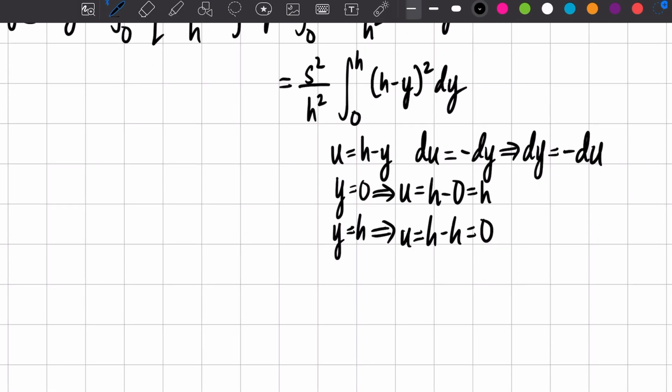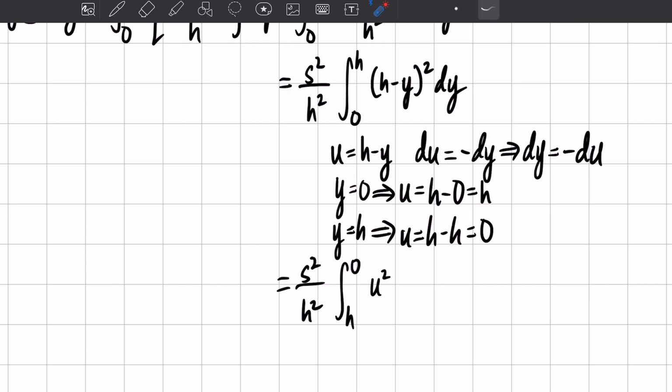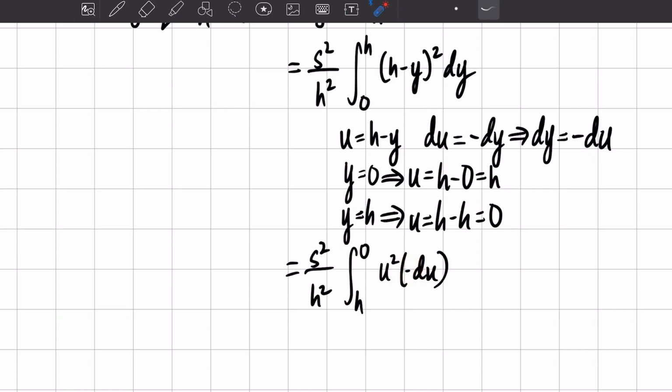So we have here s squared over h squared multiplied by the integral from y equals 0 will be changed to u equals h. Then y equals h would be changed to u equals 0. So that's the integral from h to 0 of u squared. But you have your negative sign here, so that's negative du. Then you have a negative sign here, which we can distribute outside. So this becomes u squared du, and you have your negative right here.